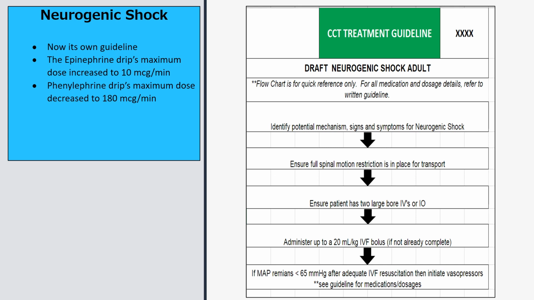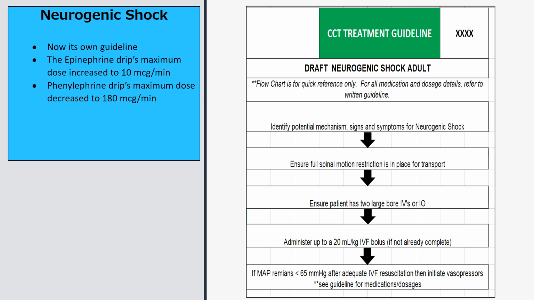Ensure the patient has 2 large bore IVs or an IO. Administer up to 20 milliliters per kilo of IV fluid bolus if not already completed. If the MAP remains less than 65 after adequate IV fluid resuscitation, then initiate vasopressors. See guidelines for medications and dosages.